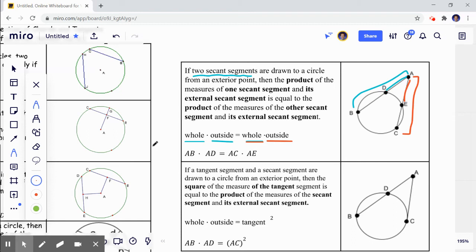So let me point out on the other side of the notes where we would see two secant lines, and this rule would help us.